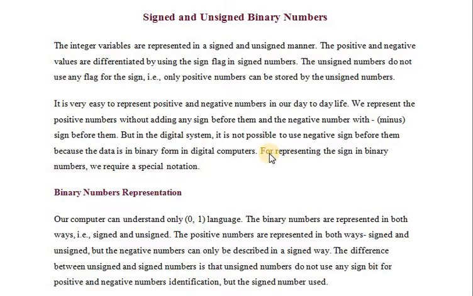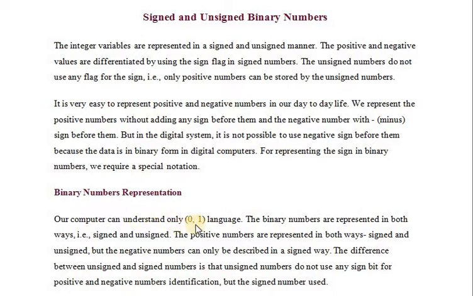So we have to represent a negative and a positive in the binary format only. So for that we require a special notation. First we will see the binary number representation. That is, we will see what we represent in binary for minus and what we represent in binary for plus. So first we will see the binary numbers representation.